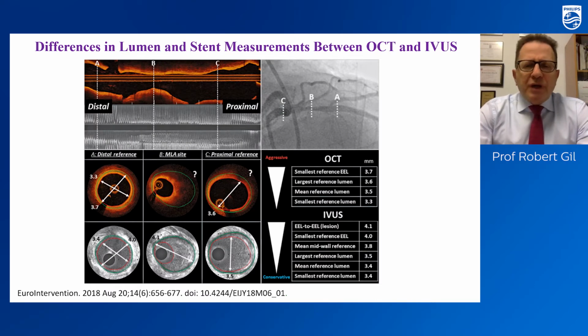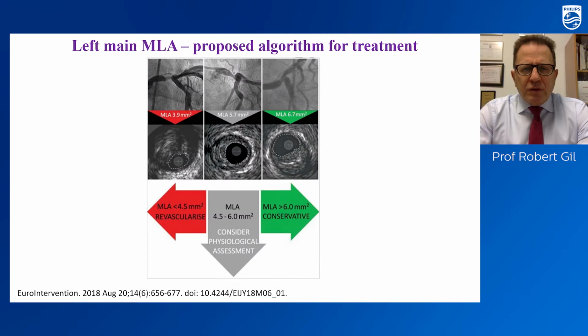Here you can appreciate the differences in lumen and stent measurements between these two techniques. We have to remember that with OCT there are relatively smaller diameters and areas compared to ultrasound. It's at least a 15% difference. However, we can still base our decision on these two techniques. This is not a problem.